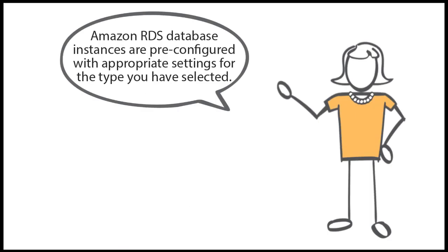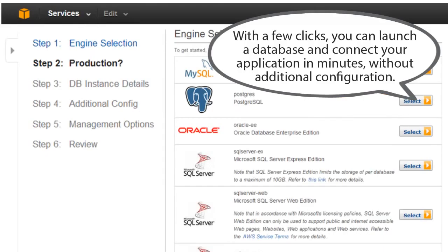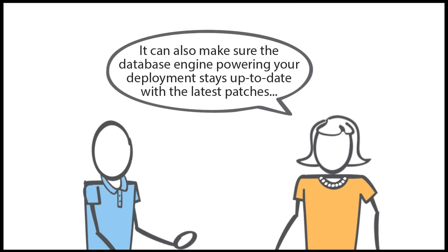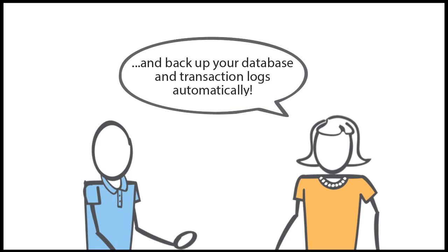Amazon RDS DB instances are pre-configured with appropriate settings for the type you have selected. With a few clicks, you can launch a database and connect your application in minutes without additional configuration. If at any point you need additional capacity, you can easily scale your database's compute and storage resources with a web-based AWS Management Console or a simple API call. It can also make sure that the software powering your deployment stays up to date with the latest patches, and back up your database and transaction logs automatically.